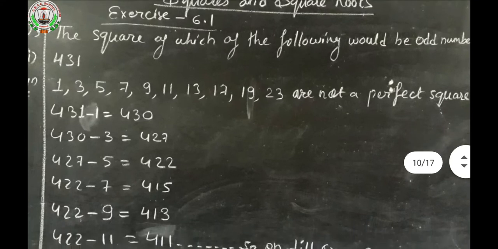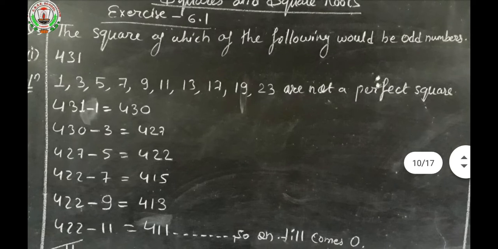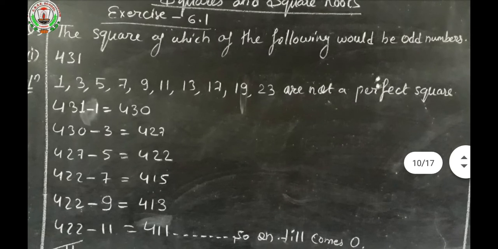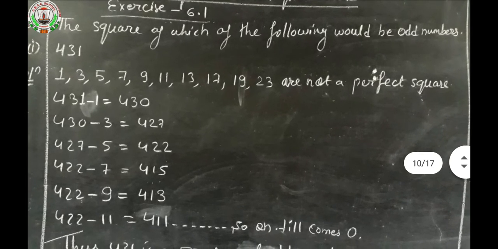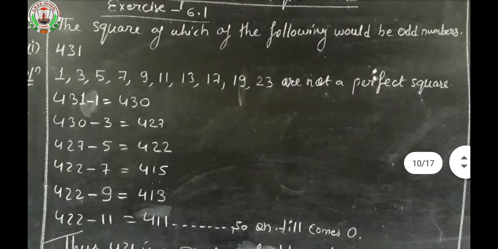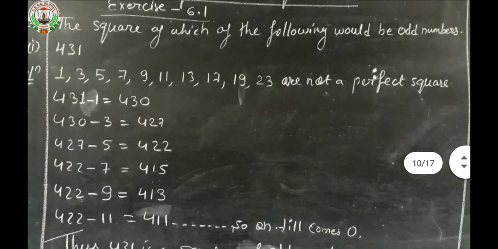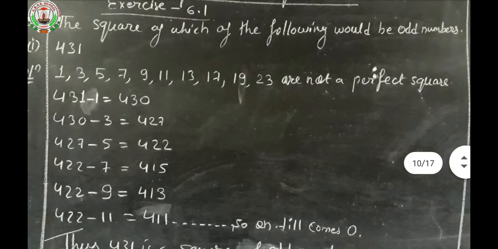Next, question number 3. What is said in question number 3? That the square of which of the following would be odd numbers? You have to tell the square of which of the following would be an odd number. Suppose we are having a number 431. So from the property itself, it is very clear that the numbers 1, 3, 5, 7, 9, 11, 13, 17, 19, 23 and so on are not a perfect square. The odd numbers are not a perfect square, isn't it?